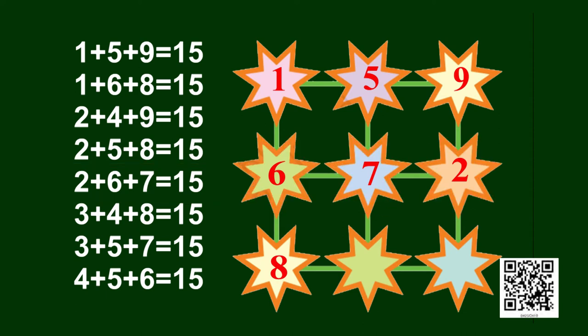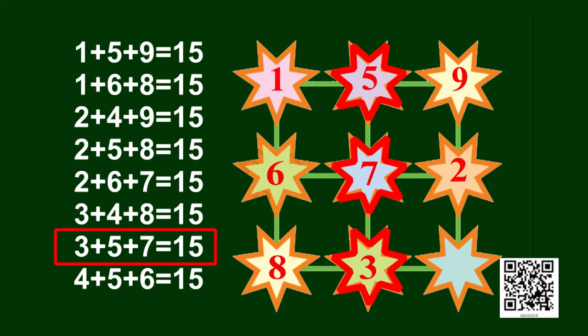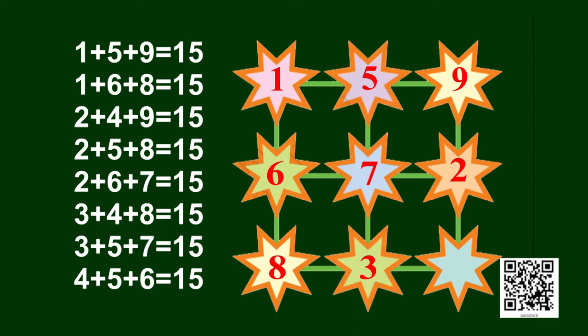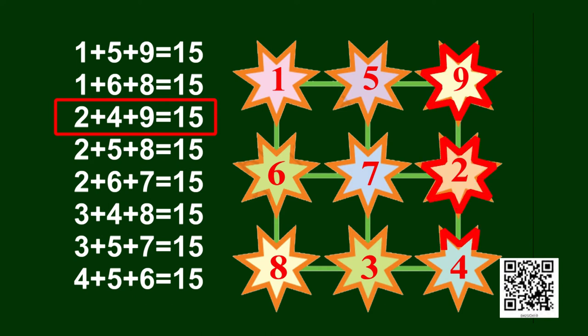Now see the second column, which is 5, 7. What we should fill in the third star so that we will get 15? Yes, 5 plus 7 is already 12. So if we add 3 more, we will get 15. So we will put 3 in that star. Now observe the third column, which is 9 plus 2. Already we have 9 plus 2 equal to 11. So we need to add only 4 more to get 15. So we will get 9 plus 2 plus 4 as 15.